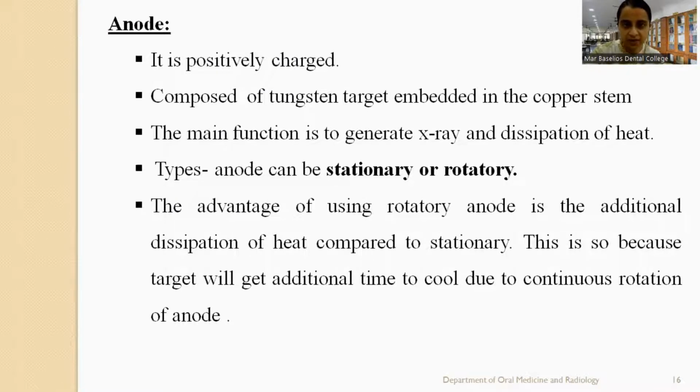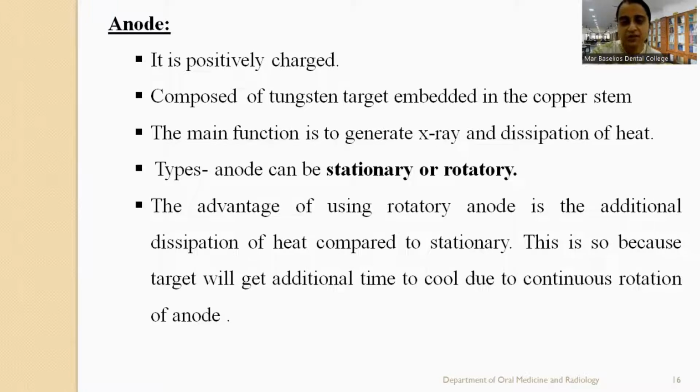Anode is positively charged. It is composed of a tungsten target that is embedded in a copper stem, and its main function is to generate the X-ray. The main function of the copper stem is to dissipate the heat that is being produced at the tungsten target. Now, this target can be of two types. That is, the anode can be of two types. It can either be a stationary anode or a rotatory anode.